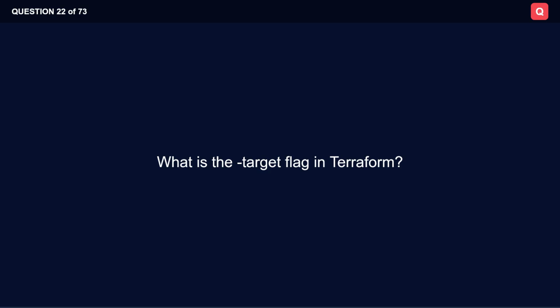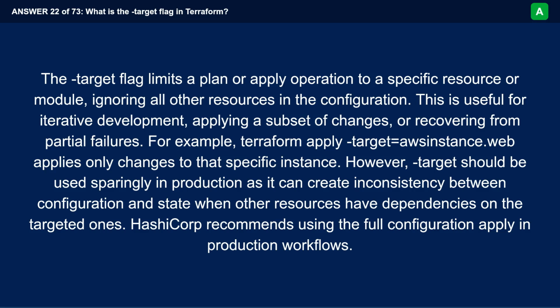What is the target flag in Terraform? The target flag limits a plan or apply operation to a specific resource or module, ignoring all other resources in the configuration. This is useful for iterative development, applying a subset of changes, or recovering from partial failures. For example, terraform apply -target=aws_instance.web applies only changes to that specific instance.